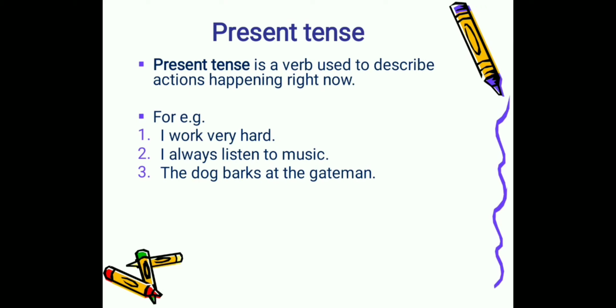Moving on to the other tense, that is the present tense. Present tense is a verb used to describe actions happening right now. For example, I work very hard. I always listen to music. The dog barks at the gateman. Now, all these examples tell us how this action has neither happened in the past nor will it happen in the future, but it is talking about something that is happening right now, or maybe something that usually happens.